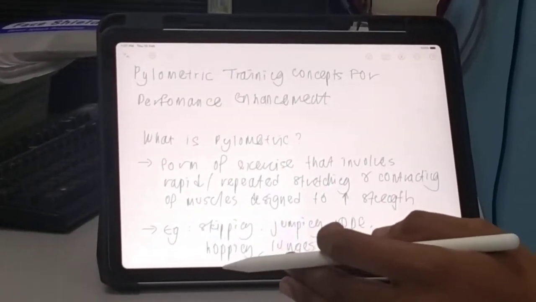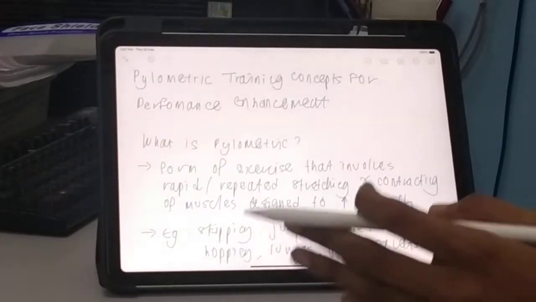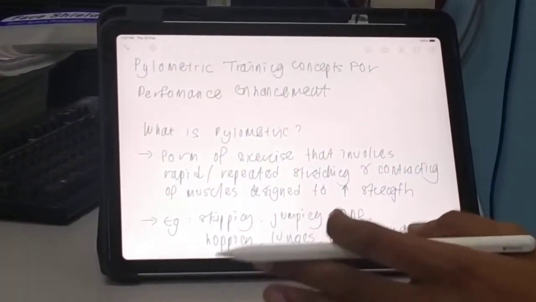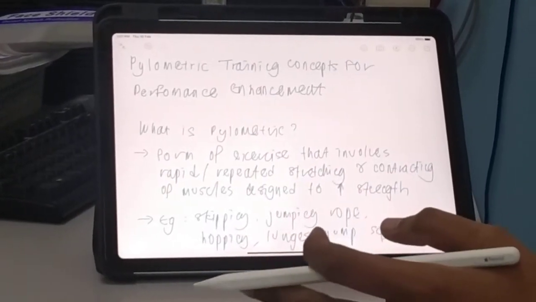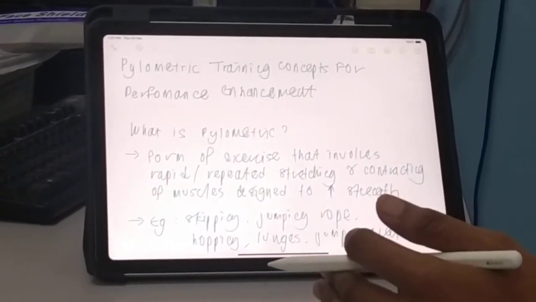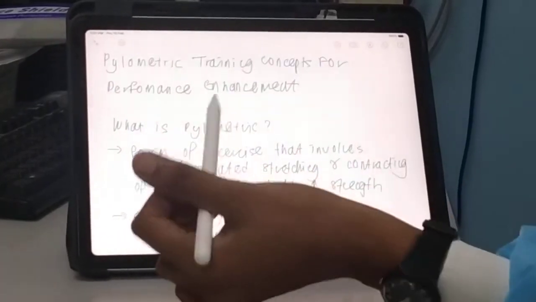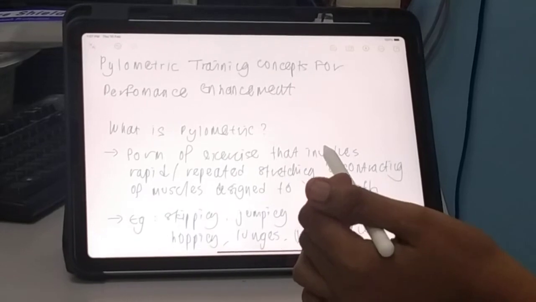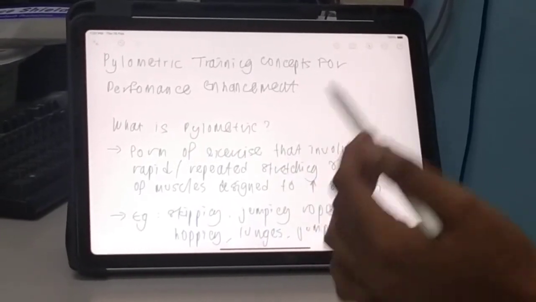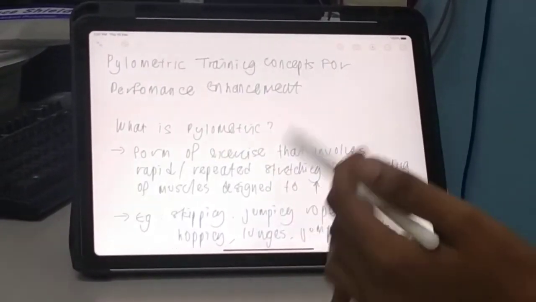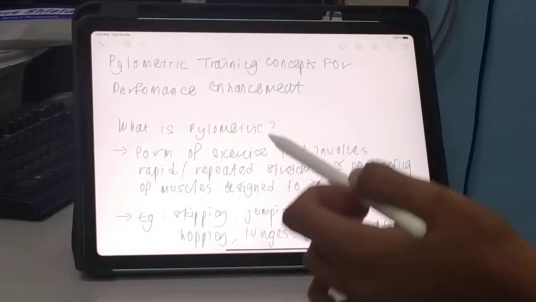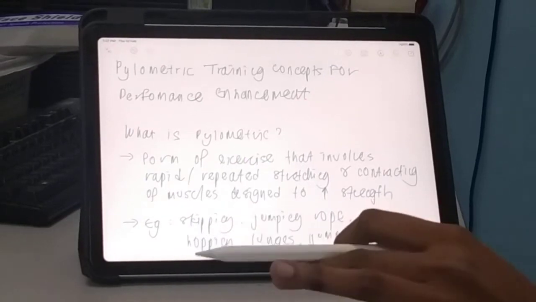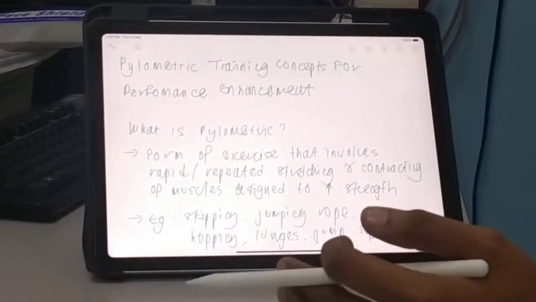So basically plyometrics and SSC are the same. Plyometric training is for athletes basically. What they mean by plyometric is that plyo means more and metric means measure, so that is from the Greek words themselves. The definition is exercise that involves repeated stretching and contracting of muscles in order to increase strength.